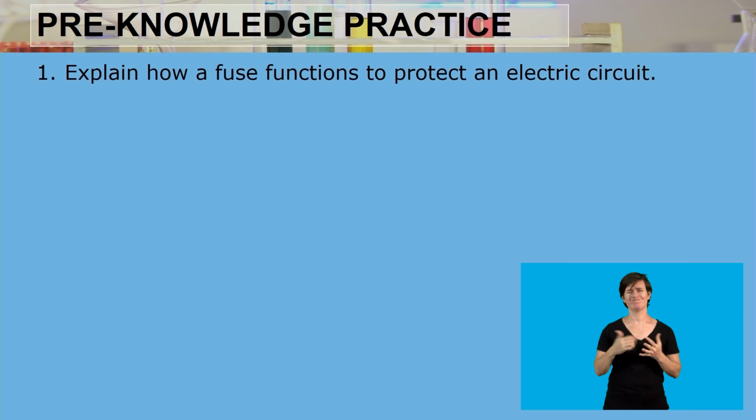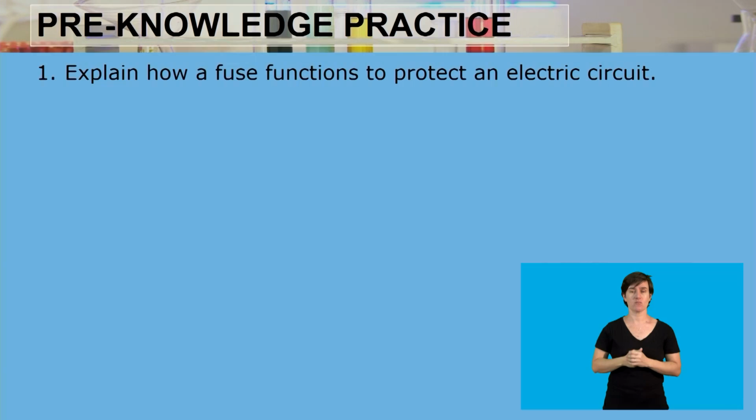The first question asked is to explain how a fuse functions to protect an electric circuit. We need to know that the fuse is a wire used in an electrical circuit to control the flow of current. If in that circuit we have a higher current, the fuse is going to melt because the fuse has a low melting point. So if the current in that particular circuit is high, then the fuse is going to melt, and if the fuse melts, then the wire making up that fuse is going to break.